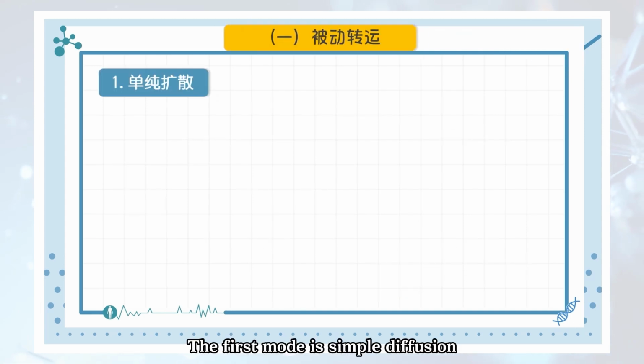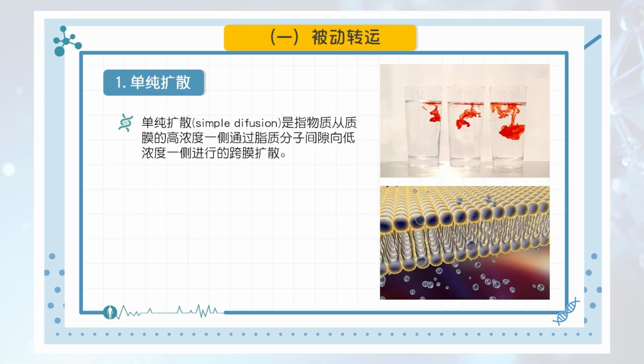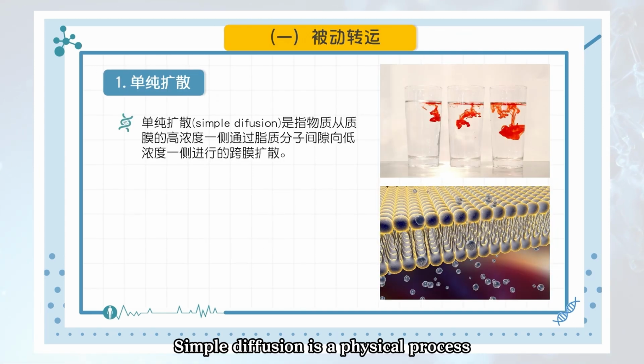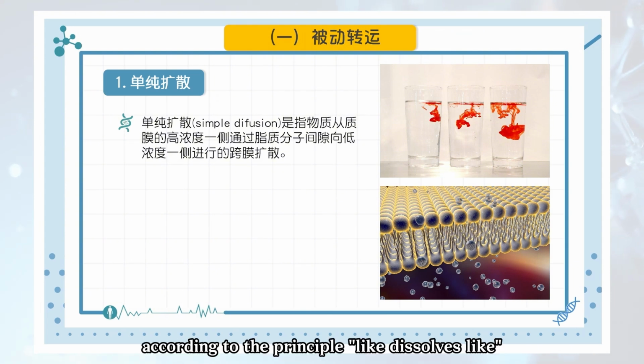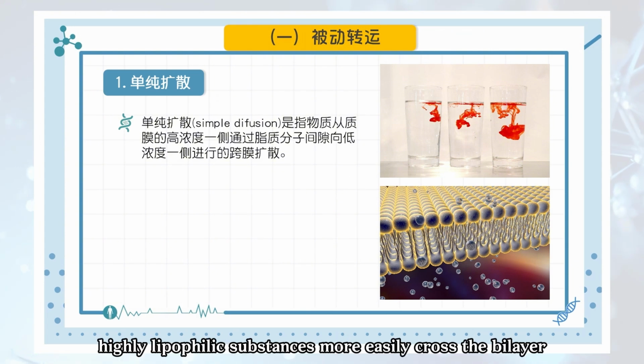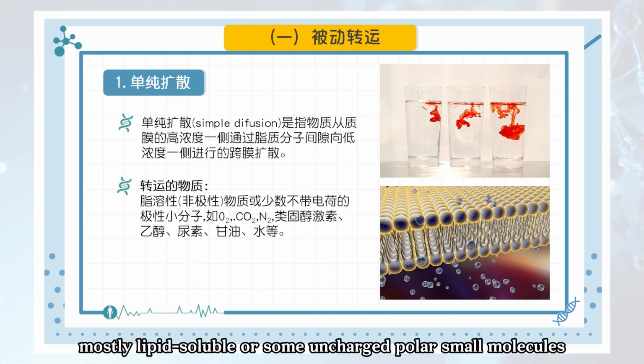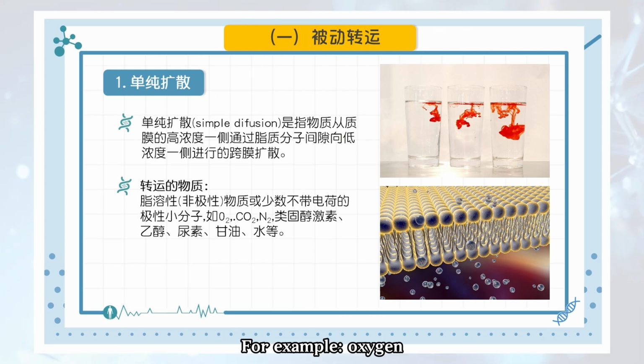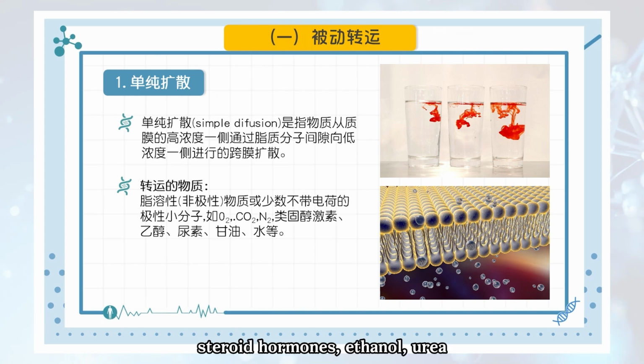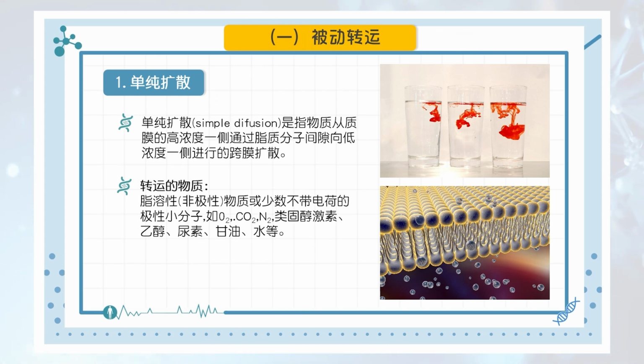The first mode is simple diffusion. Simple diffusion is a physical process. According to the principle, like dissolves like, highly lipophilic substances more easily cross the bilayer. Therefore, substances moved by simple diffusion are mostly lipid-soluble or some uncharged polar small molecules. For example, oxygen, carbon dioxide, nitrogen, steroid hormones, ethanol, urea, glycerol, and water.